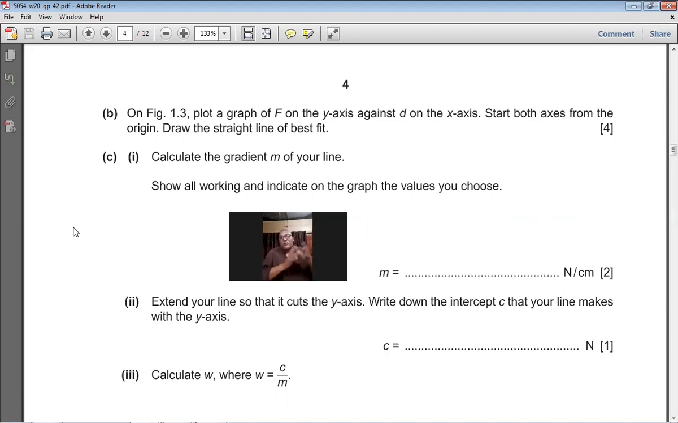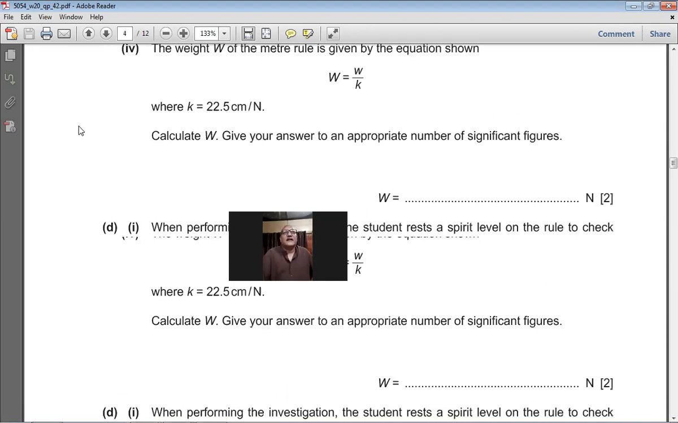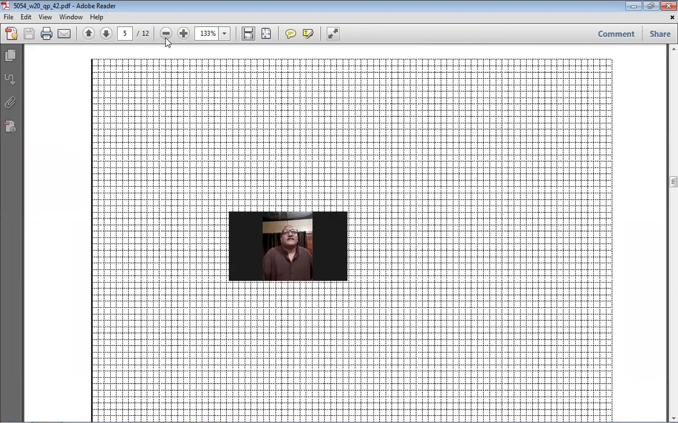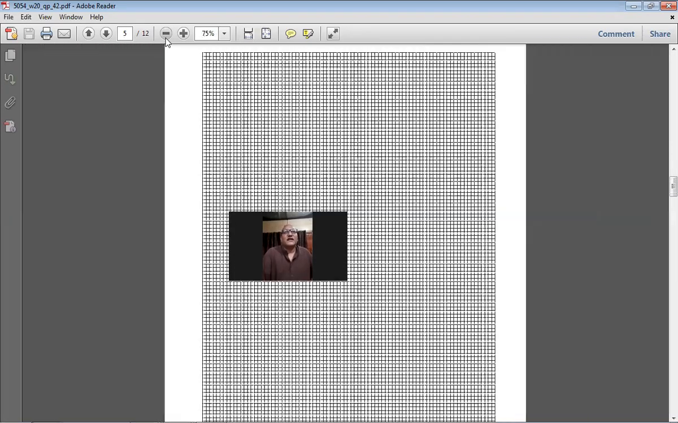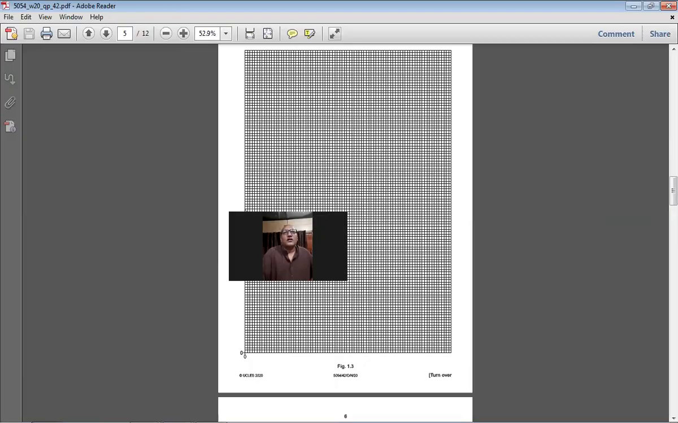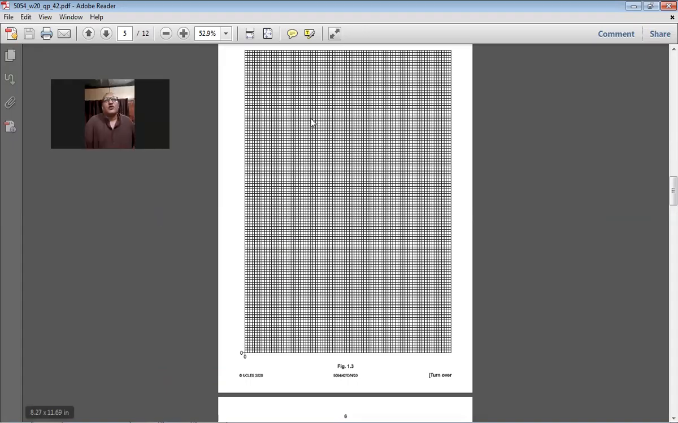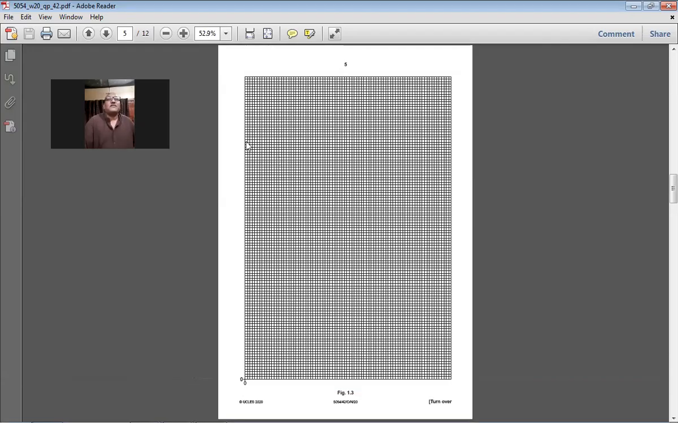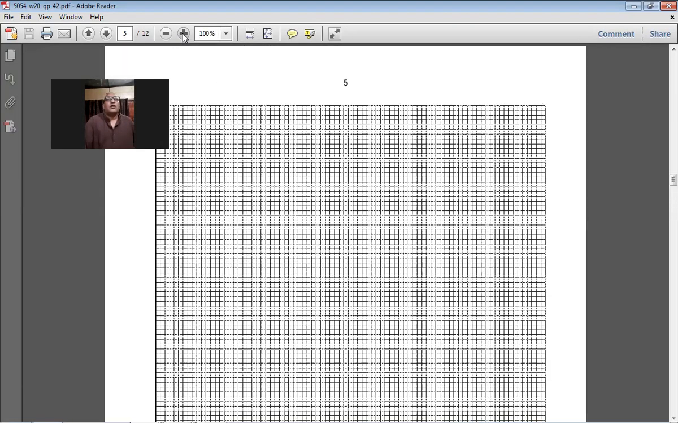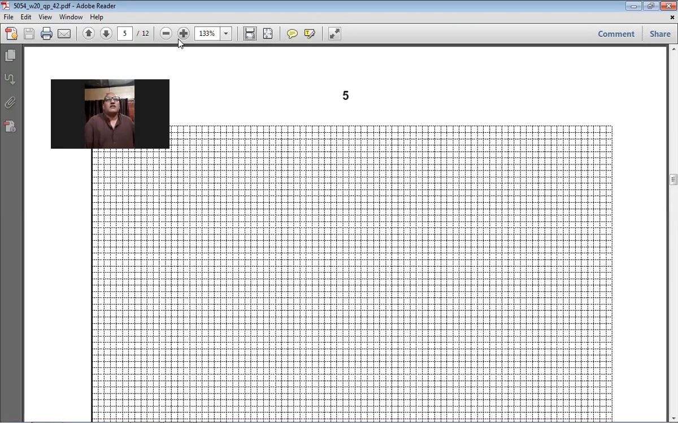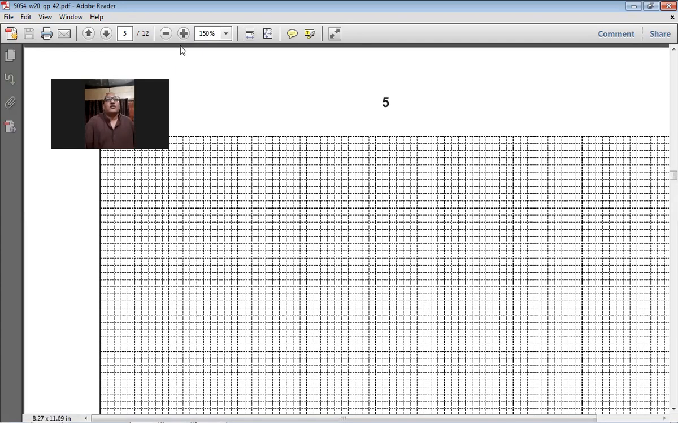So we have a graph here. You can see that graph is given here. So this is that graph which is given on the next page. And what we have to do is plot a graph on this. So on the x-axis, I will take D, which is in centimeters, and on the y-axis, I will take F. So this is something which we have to draw.